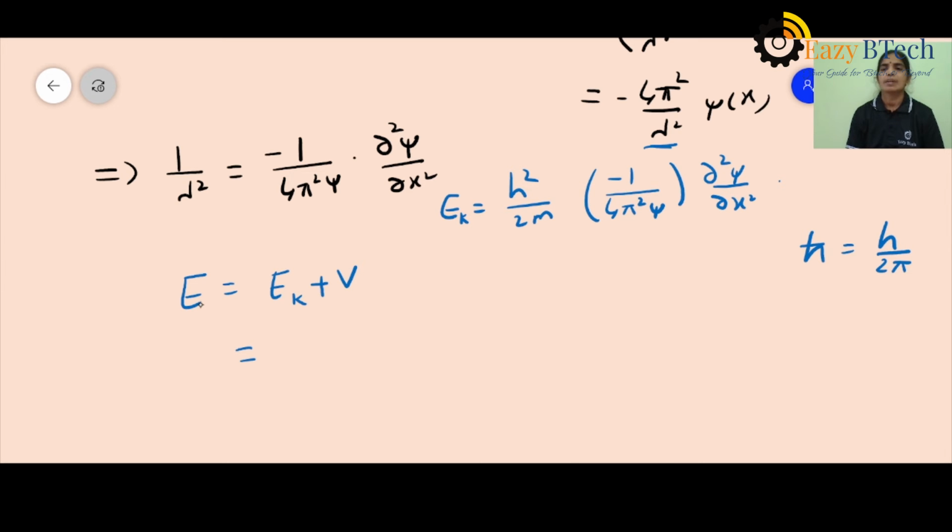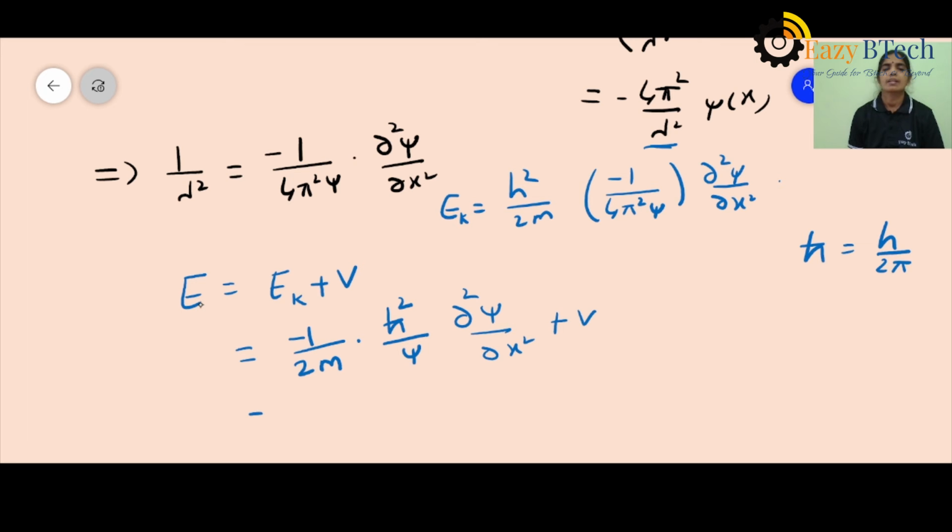But I am saying here h square by 4 pi square. So what will happen? h cross square becomes h square by 4 pi square. So I'll write here in place of Ek, I'll make it as minus 1 by 2m into h cross square divided by sine. So what is this? h square by 4 pi square written as h cross square, and minus 1 by 2m as it is, dou square psi by dou x square plus V.